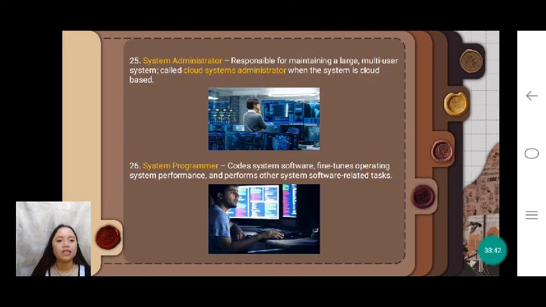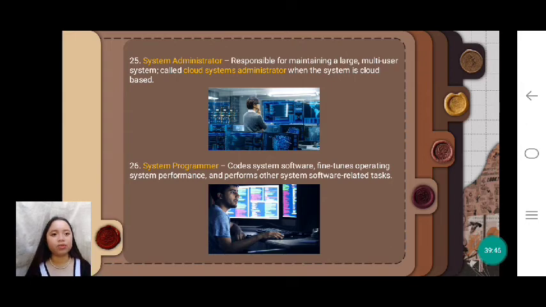Number 25. System administrator, responsible for maintaining a large multi-user system, also called cloud systems administrator. The system is cloud-based. The system administrator is the one who is responsible for maintaining a large or multi-user system. Also, the system administrator is the one who fixes computer server problems. So that's the word.